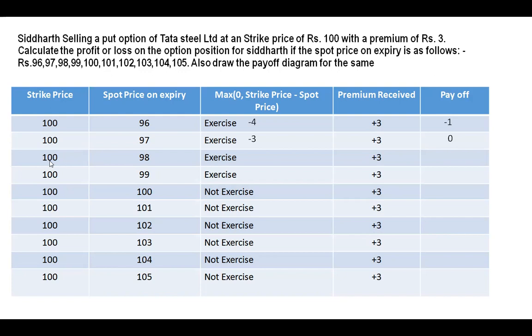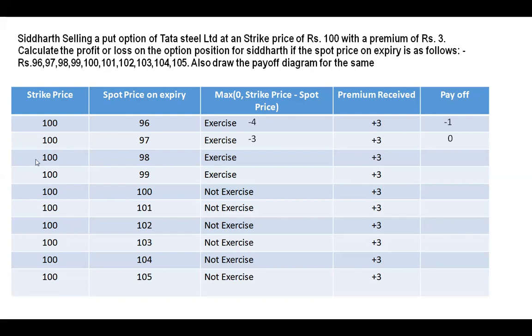Next, strike price is 100. This is a price at which the buyer of put option has a right to sell at 100. He will compare the spot price on expiry with the strike price and he will see that the difference is 2 rupees. If he sells at 100, he is exercising the put option. He will get 2 rupees profit. Buyer of put will get 2 rupees profit.